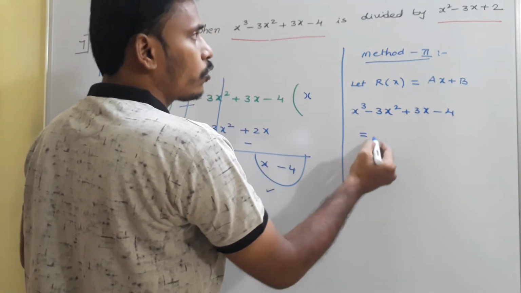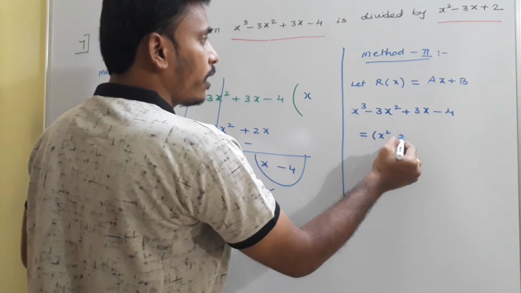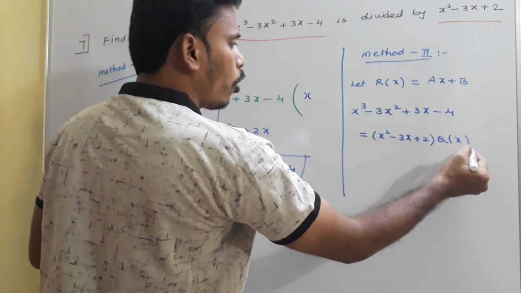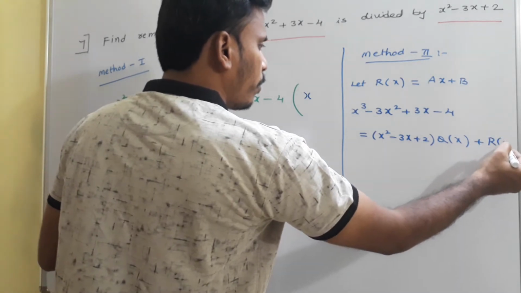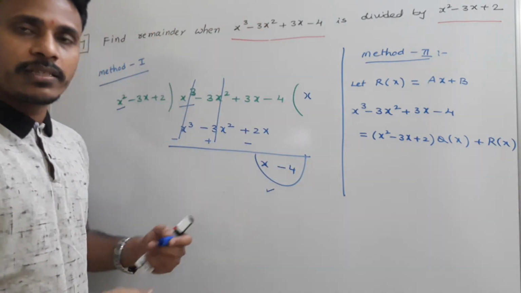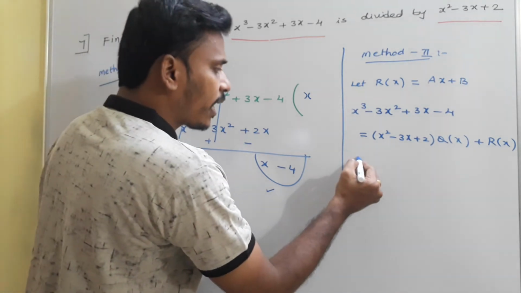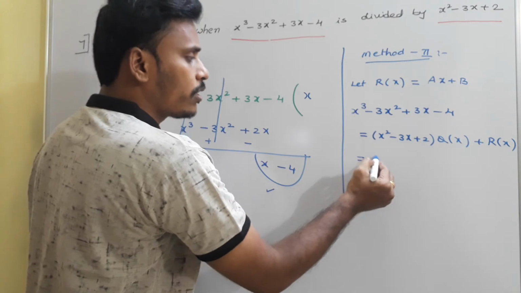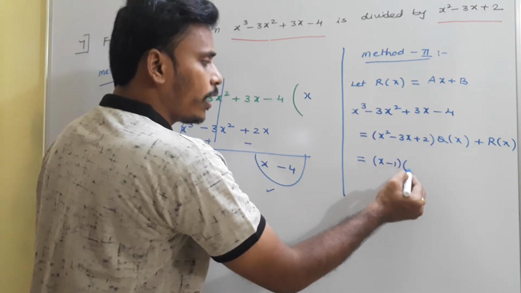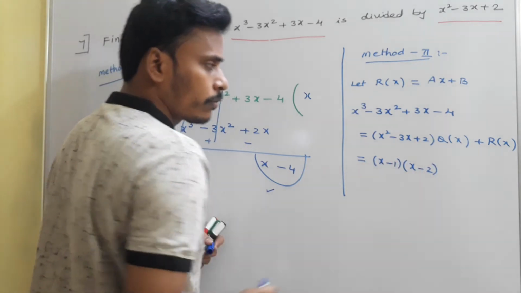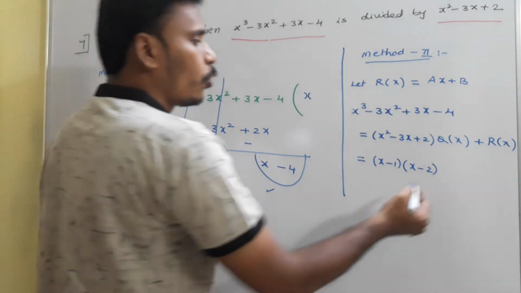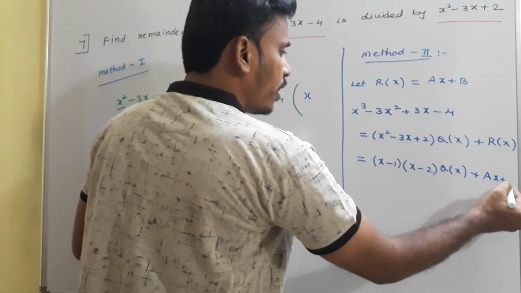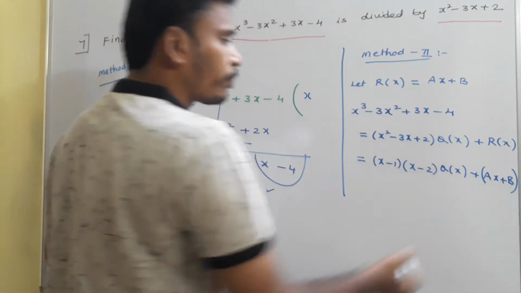Dividend is equal to divisor x square minus 3x plus 2 into quotient polynomial plus remainder polynomial, by the statement of division algorithm. I will rewrite it like this. x square minus 3x plus 2 is simply nothing but x minus 1 into x minus 2, is it right, into q of x plus the remainder, as we consider it is ax plus b.